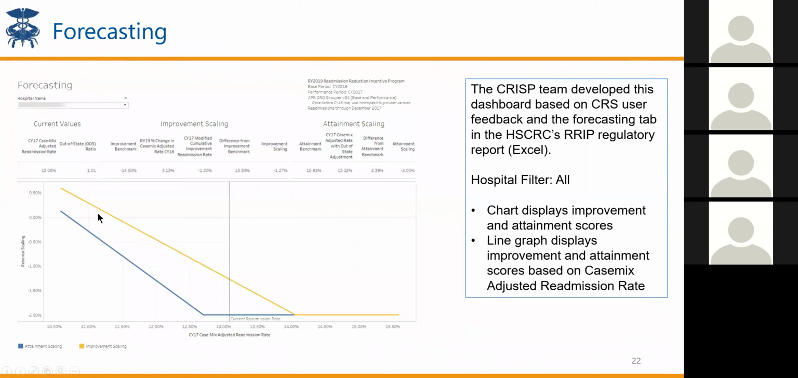Essentially with this report, you can hover your mouse over whichever lower or higher readmission rate you're expecting and look at the subsequent improvement or attainment scores that align with that readmission rate. We have a chart at the top here to give you some of the details, and then, like I mentioned, the line graph at the bottom. This was a report that we had a lot of feedback on and that users thought would be beneficial for their forecasting efforts.